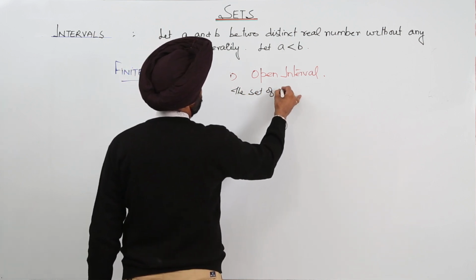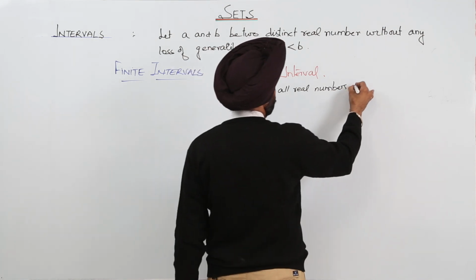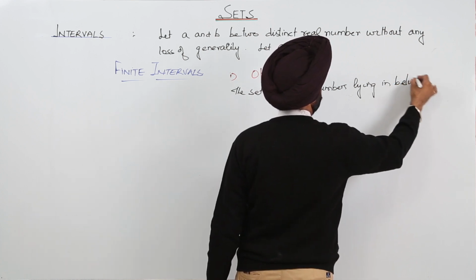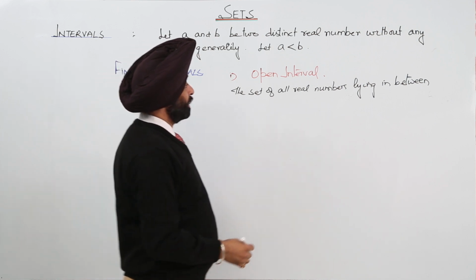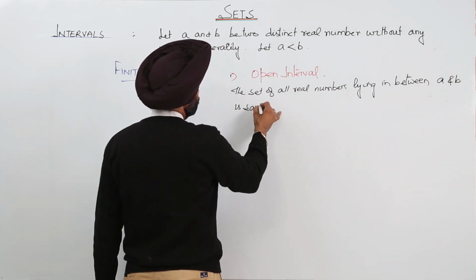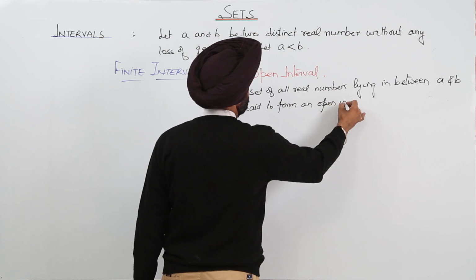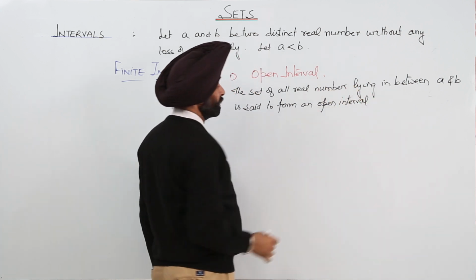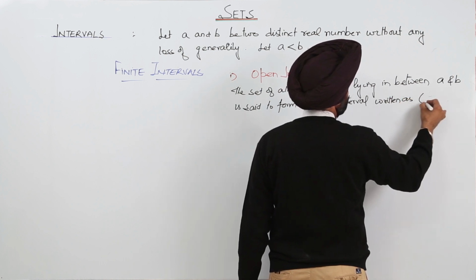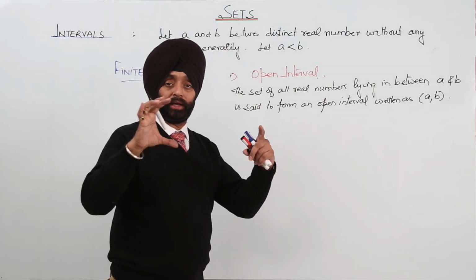The set of all real numbers lying in between A and B is said to form an open interval, written as (A, B). Remember, I have written in between. Now, open interval means what? Round brackets.